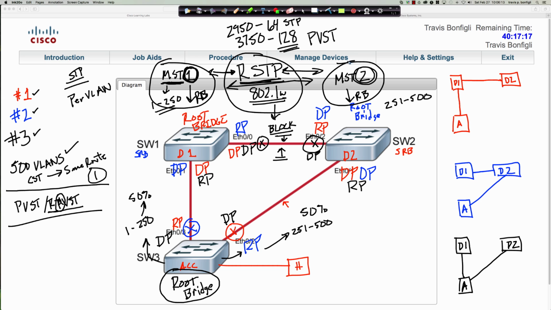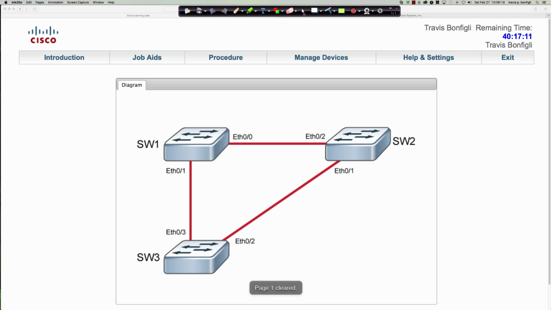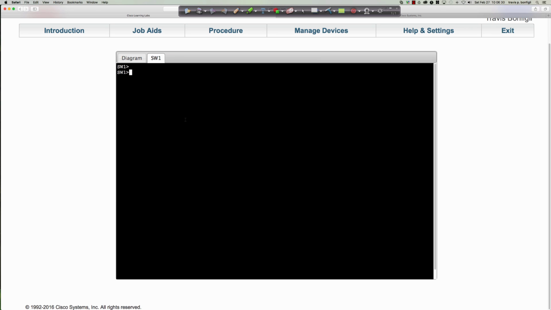All right, let's clear the screen here. If you're going to screenshot this, now is the time to do it. And I'm going to squeegee this off, and we're going to jump into this activity. Again, these Learning Labs activities are absolutely fantastic. So let's go ahead and jump on to switch 1 here.